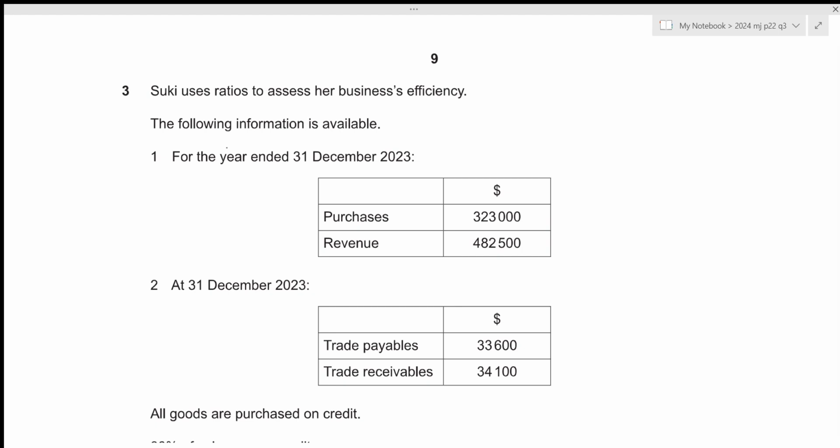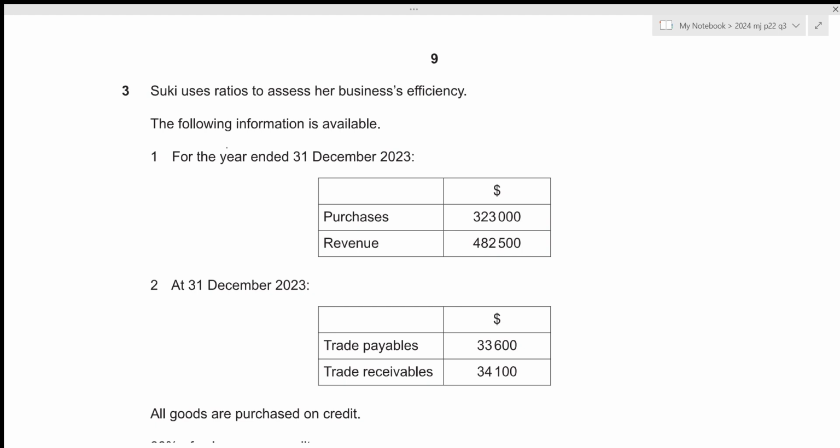And in this video, we'll be going over A-Level Accounting 2024 May-June Paper 2-2 question number 3. This is paper 2, which consists of 4 questions. 2 of them will be of 30 marks and 2 of them will be of 15 marks. And the total time limit for this paper is 1 hour and 45 minutes.